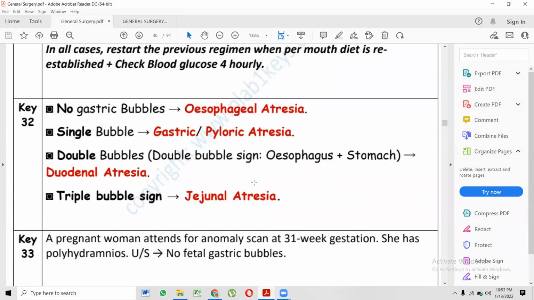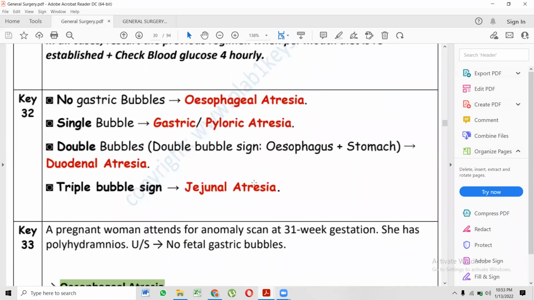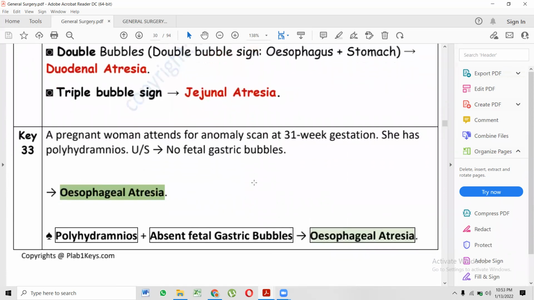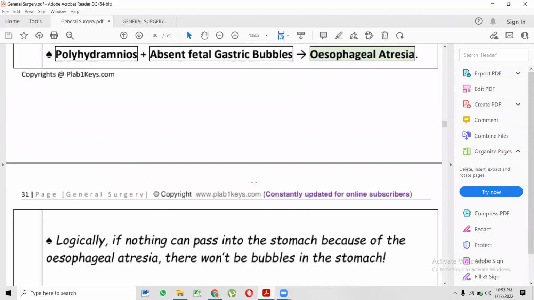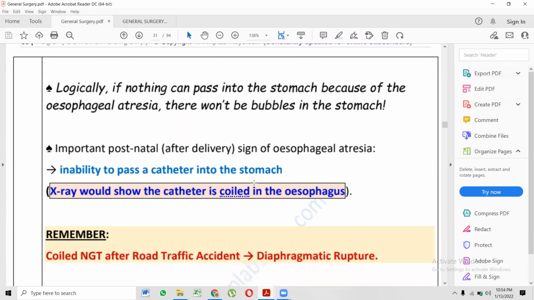The presentation of esophageal atresia is that a pregnant woman will present to you with polyhydramnios and ultrasound will show no gastric fetal bubble. Another hint for esophageal atresia is that an X-ray would show the catheter is coiled in the esophagus, because there is esophageal atresia, so we will not be able to pass a catheter into the stomach. So the catheter will be coiled in the esophagus.